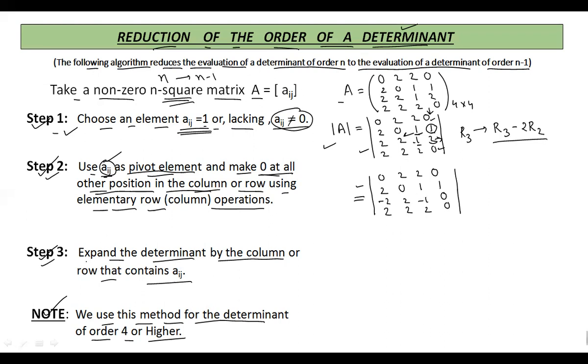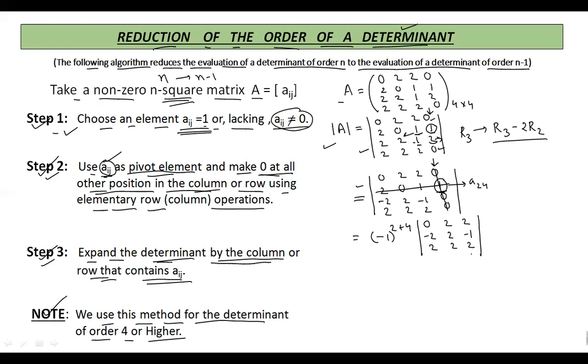Now come to the third step. Expand the determinant by the column or row that contains Aij. Here we use the operation on the column of 1. So we expand the determinant with respect to this column. Since all other elements are 0, we need to take the minor corresponding to 1. Now this position is the 2, 4 position. So the sign of this minor will be minus 1 to the power 2 plus 4. To get the minor, delete the second row and fourth column, that is, the row and column of the pivot element. So the remaining portion is 0, 2, 2; minus 2, 2, minus 1; 2, 2, 2.